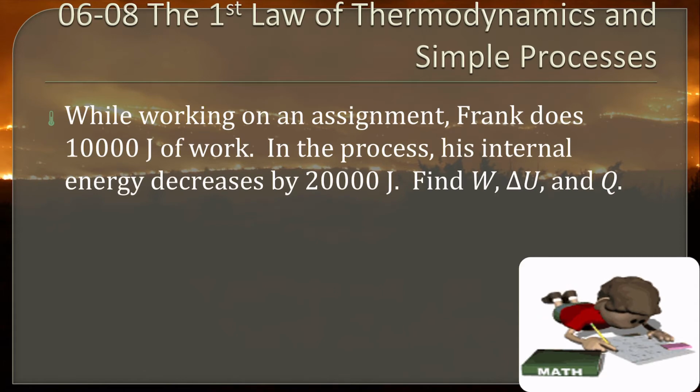So while working on an assignment, Frank does 10,000 joules of work. In the process, his internal energy decreases by 20,000 joules. Find the work, the change in internal energy, and the heat.